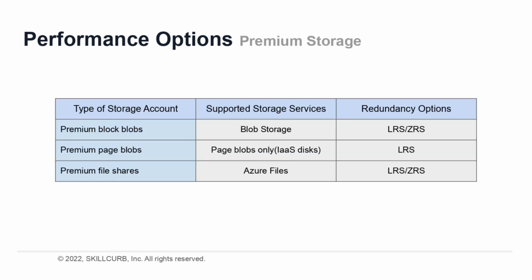Azure Storage provides 3 premium performance options that are available. Premium block blobs support blob storage, which comes with the LRS and ZRS redundancy type. Premium page blobs support page blobs only. Again, think unmanaged infrastructure as a service or virtual machine disks, which supports only the LRS or locally redundant storage redundancy option. And our last option of premium file shares supports high-performance Azure Files applications, which, like block blobs, only support the LRS and ZRS redundancy options.